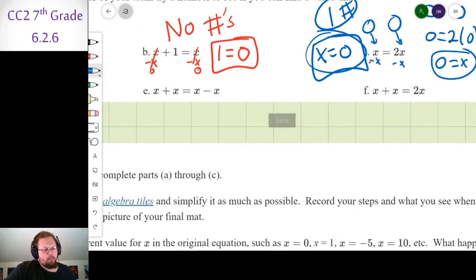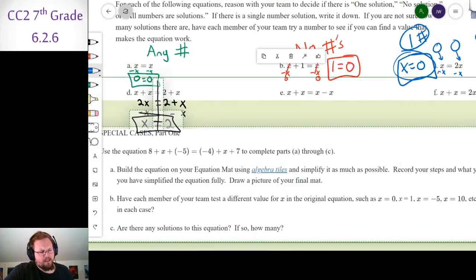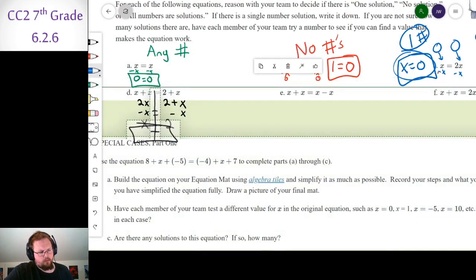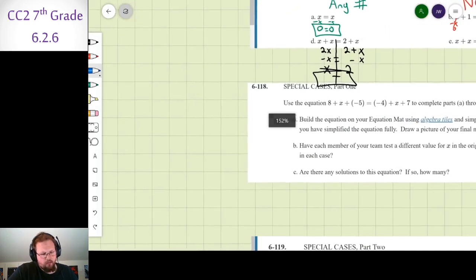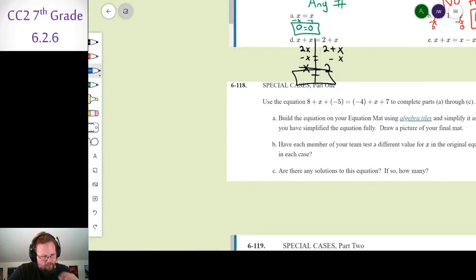So what happens is there are these special cases when you are solving equations. And like I said, there are 3 things that can happen. You can either have any number answers it, no numbers answer it, or a single number answers it. And we're going to go into the formal definition of this at some point, but what I want to look at is, let's just say you had this equation, 8 plus x plus negative 5 equals negative 4 plus x plus 7.